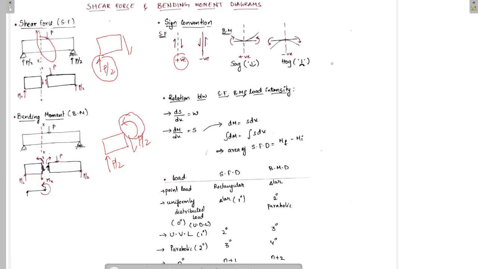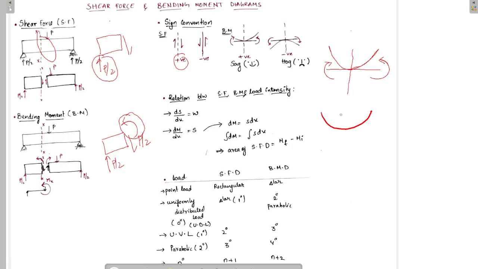Now let's see the sign convention for bending moment. Let's consider a beam. This is an anti-clockwise moment acting on this. See, if we take this beam, because of this anti-clockwise moment, the beam bends this way. And because of this clockwise moment, the beam bends this way. This is creating a sag in a beam.